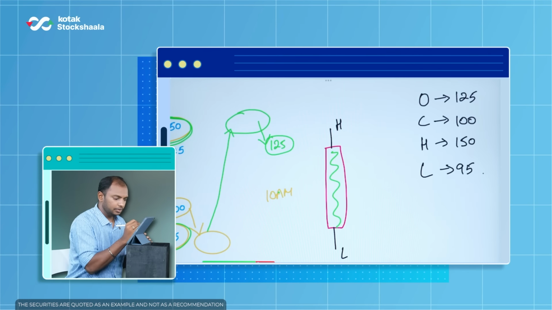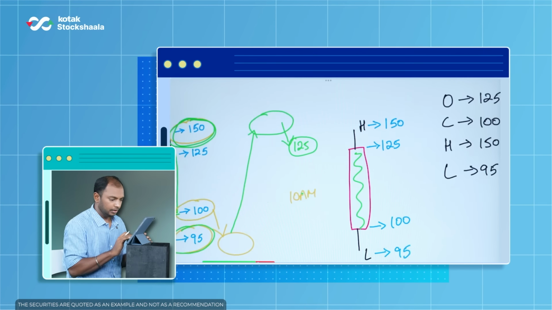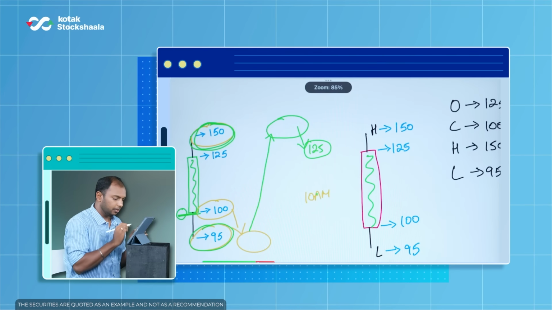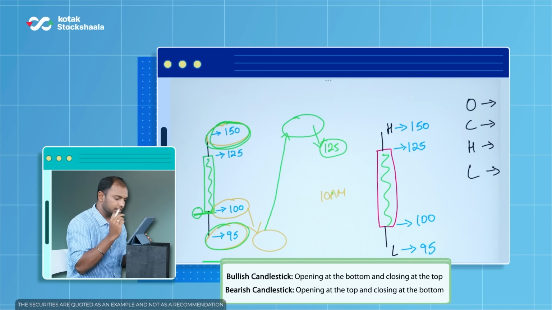So let's put the values to make this even more clear. The high price was 150, the opening price was 125, the closing price was 100 and the low price was 95. The only and major difference that you see in the body of a bullish candlestick versus a bearish candlestick is the interchanging of the opening and close price.